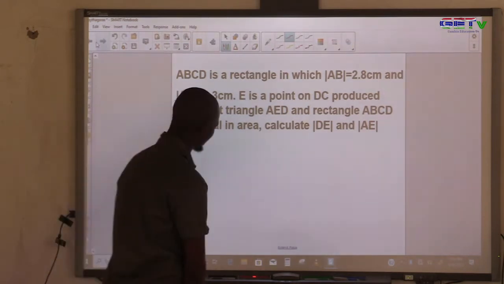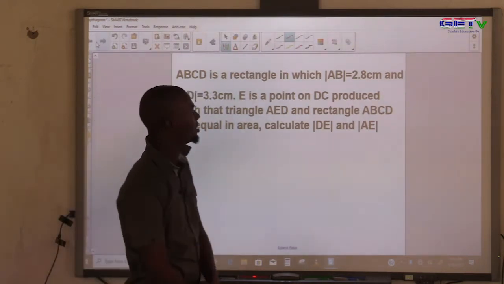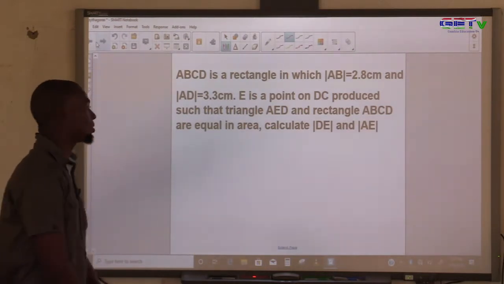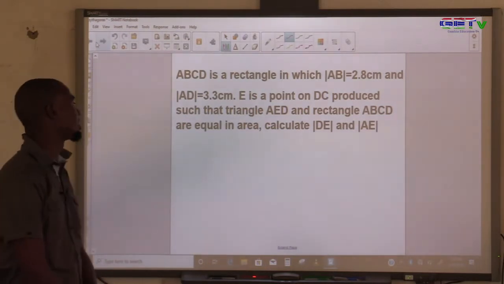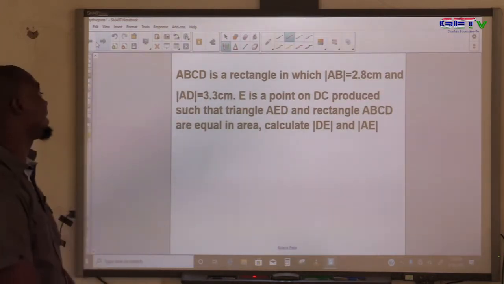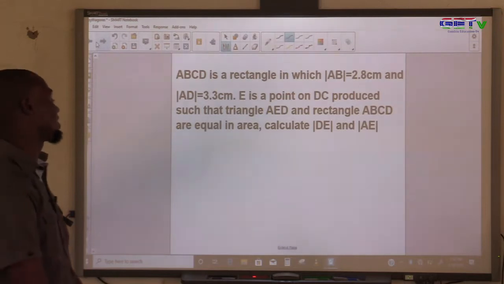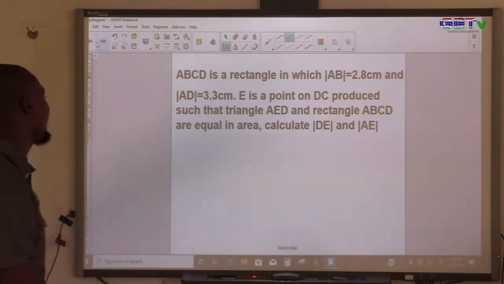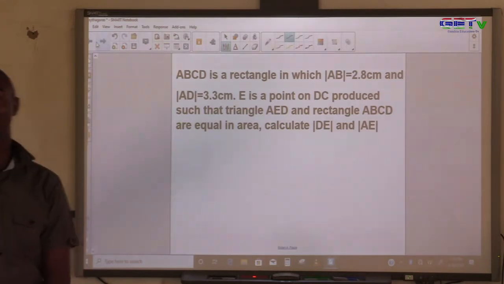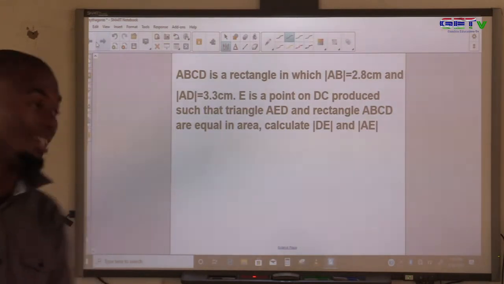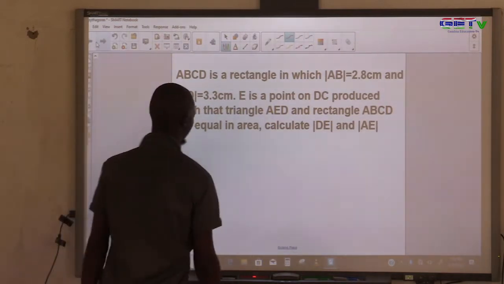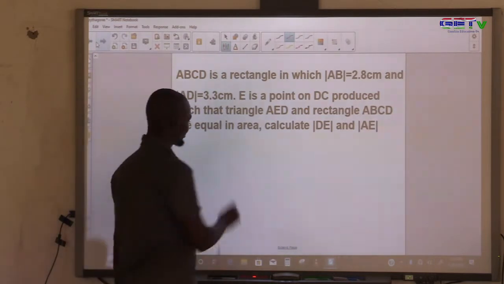ABCD is a rectangle in which AB is equal to 2.8 centimeter and AD is equal to 3.3 centimeter. E is a point on DC produced such that triangle AED and rectangle ABCD are equal in area. Calculate DE and AE. Let us get our rectangle first. The sketch is always very important.